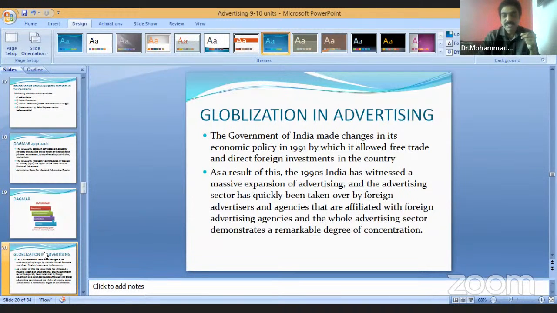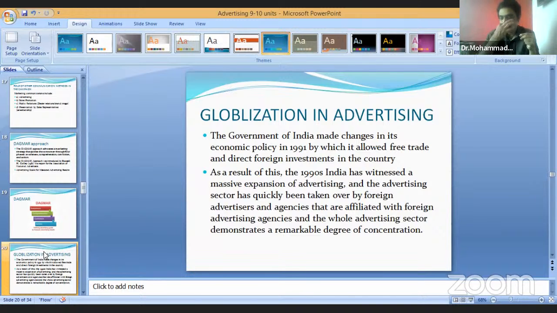We are seeing transnational companies and multinational companies. The government of India made changes in its economic policy in 1995, by which it allowed free and direct foreign investment in the country. As a result, in the 1990s India witnessed a massive expansion of advertising. The advertising sector was quickly taken over by foreign advertising agencies or agencies affiliated with them. The whole advertising sector demonstrates a remarkable degree of concentration.